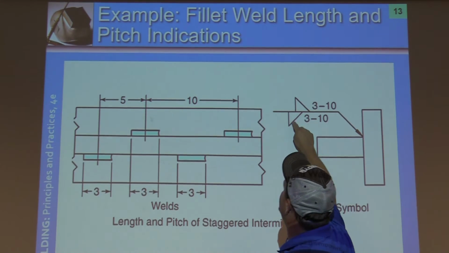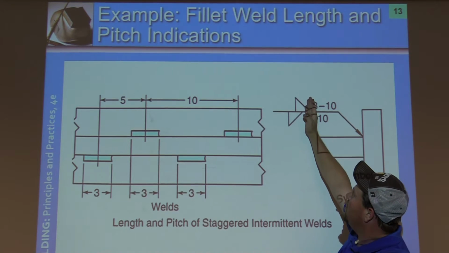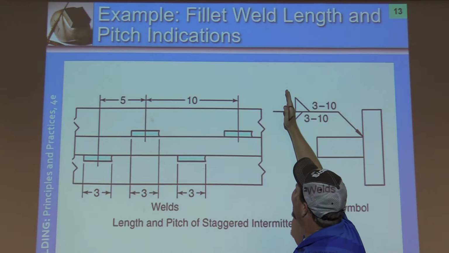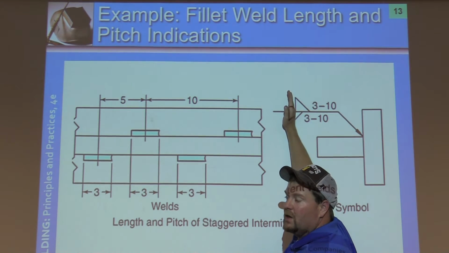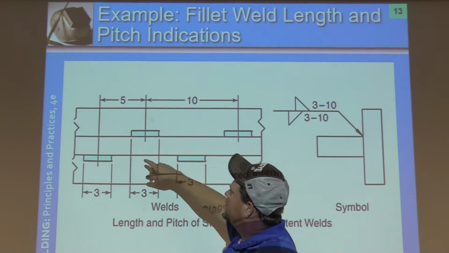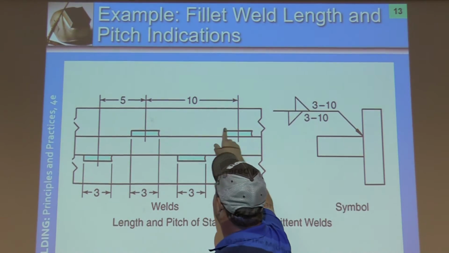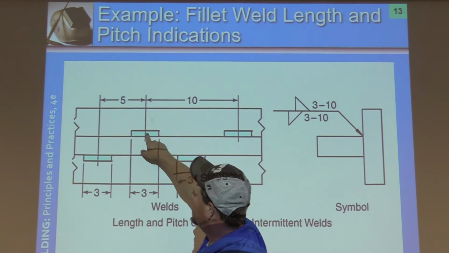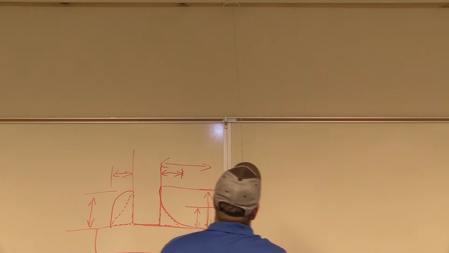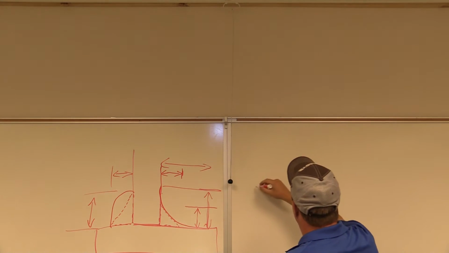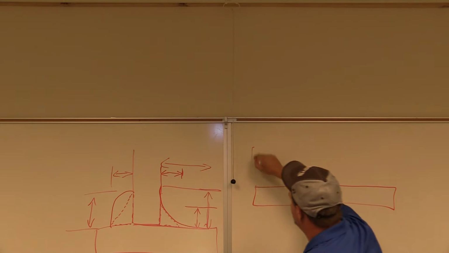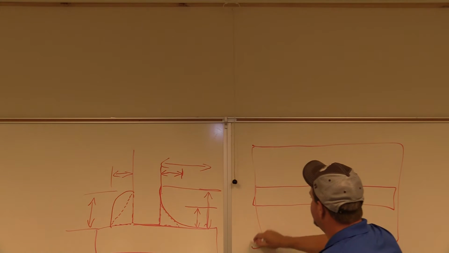So see how these two fillet welds are staggered? Okay? If they were both aligned right here, this would mean that they're a chain fillet weld. This is what we call a staggered intermittent fillet weld. So in this case, you notice how the welds are staggered from each other. Okay? A chain fillet weld would look more like this.